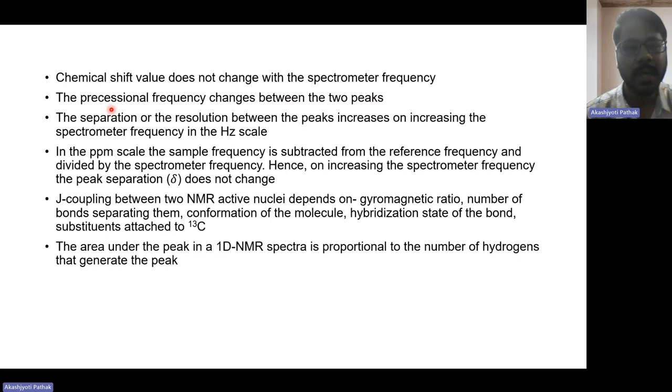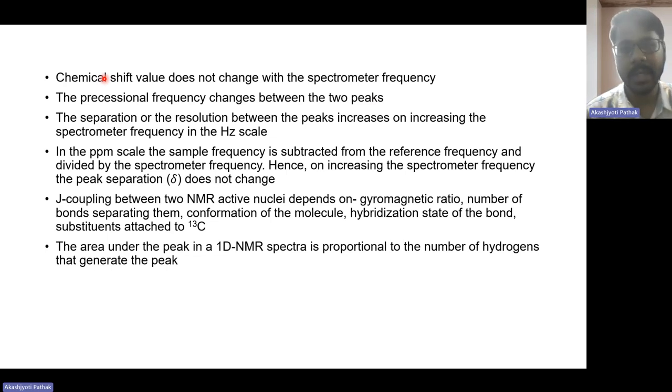So that is the main purpose. We know that the chemical shift is reported in ppm value. So why does it not change with the spectrometer frequency? Because what we are doing is taking the difference of the frequency at which we are observing, or calculating the shift of the nuclei, with respect to a reference frequency, and then dividing it by the spectrometer frequency.